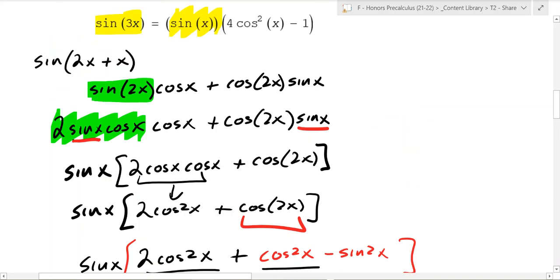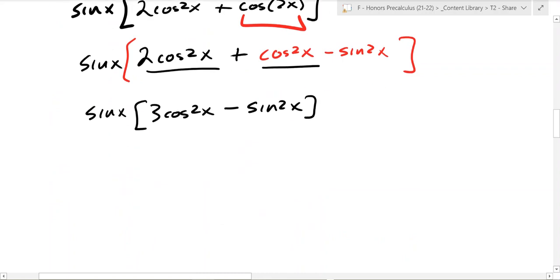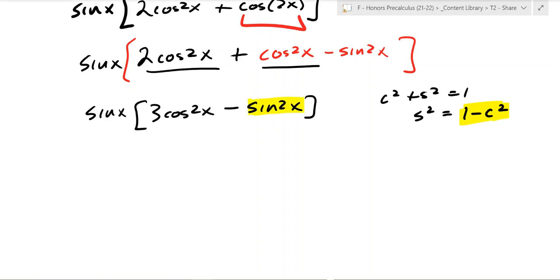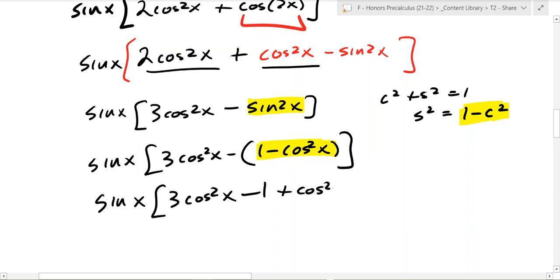If you want a hint of where to go, we notice that there's no sine in here. So what are we going to do? Well, we know that cosine squared plus sine squared is equal to 1. So sine squared is equal to 1 minus cosine squared. So we're just going to take this right here, 1 minus cosine squared, and put it in there, which leads us to this. And you have to be very careful. The negative is still on the outside. So when we distribute, we still have the sine x on the outside and the 3 cosine squared x, but then this becomes minus 1 plus cosine squared x.